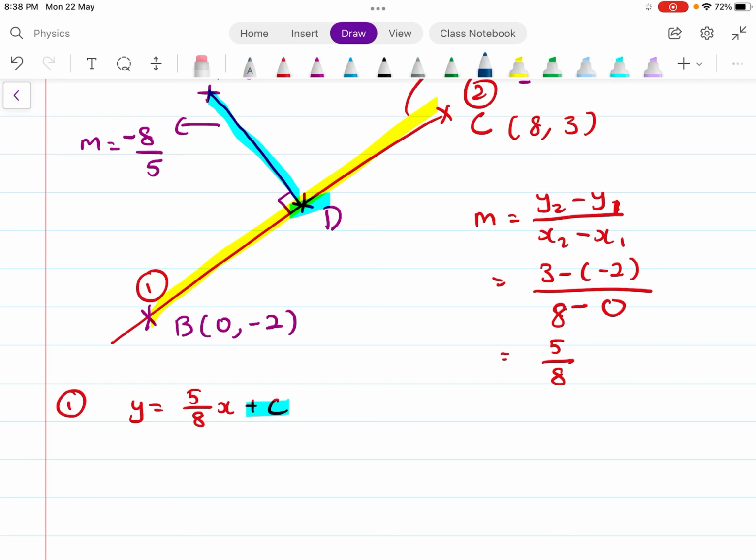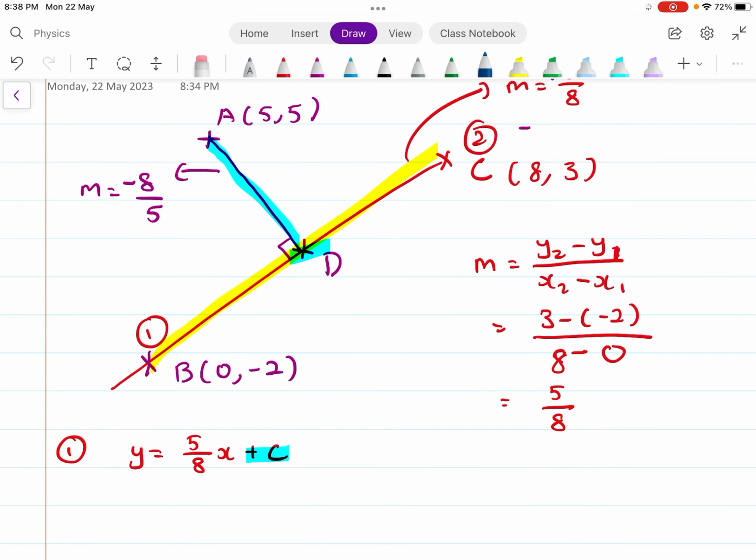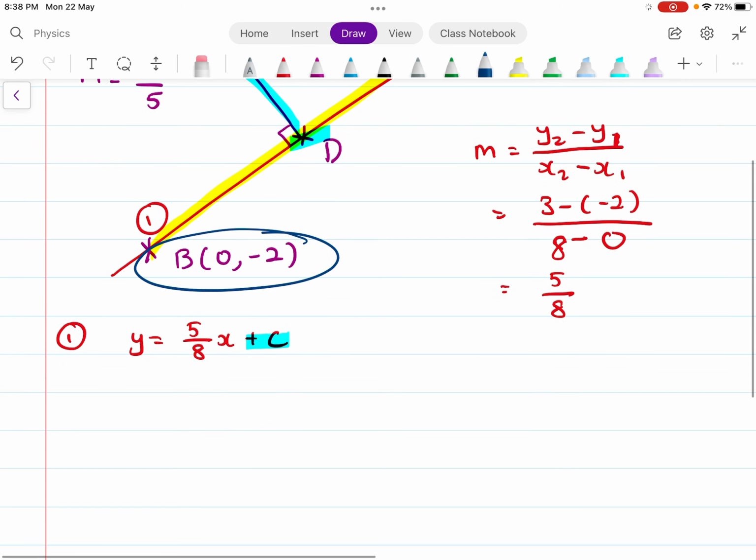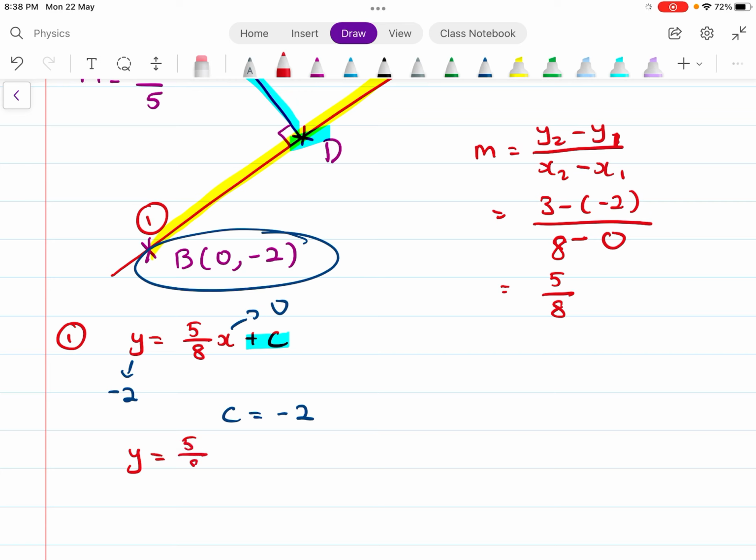Finding c is very simple. You just need to sub in any coordinate that lies on the red color line. For simplicity's sake, I just use coordinate B. So negative 2, you sub inside here, and 0, you sub inside here. When you do that, you will get c equal to negative 2. The equation of the first line will be y equals 5 over 8x minus 2. So that's the equation of the first line.